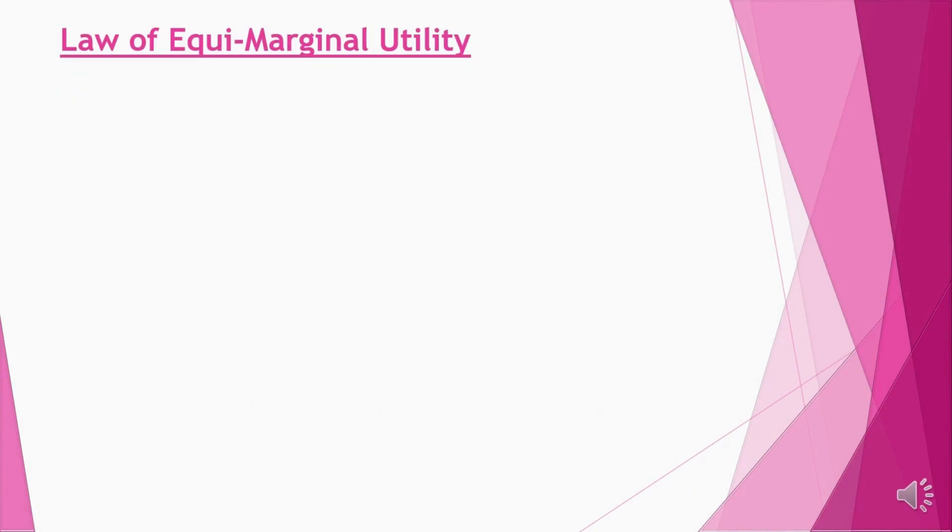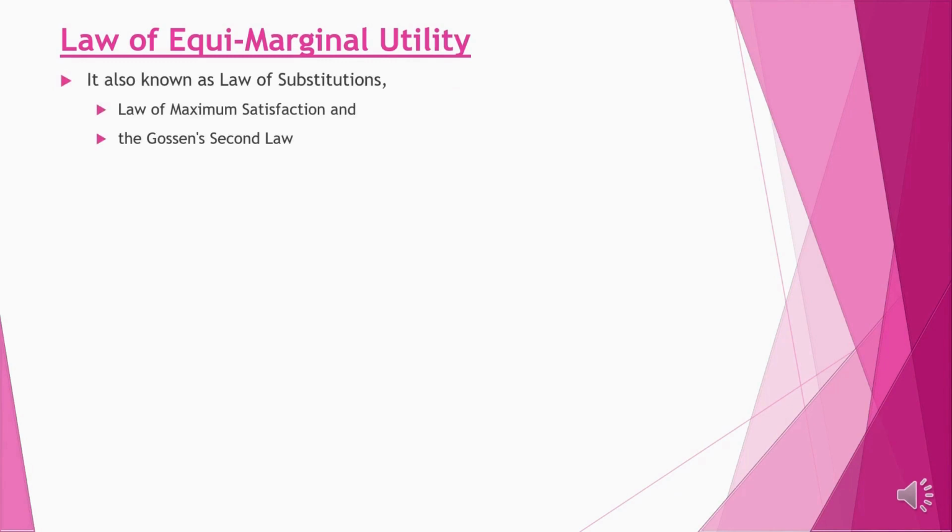Now, let's see the next law, that is the law of equi-marginal utility. This law is also known as the law of substitution, law of maximum satisfaction, and Gossen's second law. The law of equi-marginal utility explains the consumer's equilibrium. A consumer has a given income which he has to spend on various goods he wants. How he allocates his money between various goods and what would be his equilibrium position in respect of the purchases of various goods.